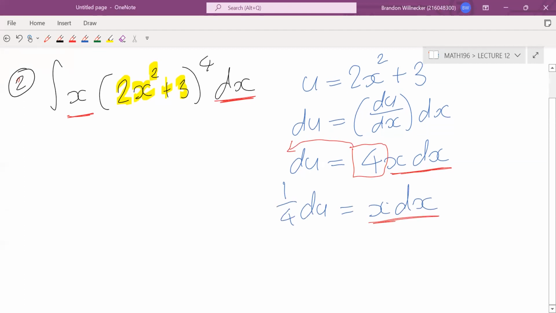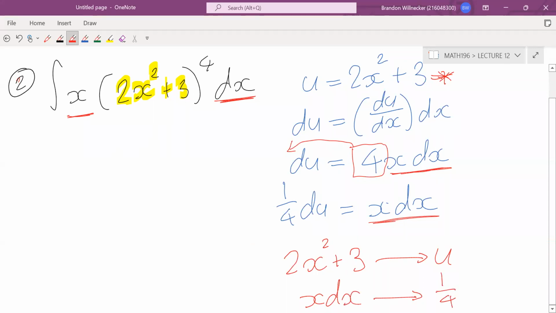So what replacements are we going to do? 2x squared plus 3, we are going to replace that with u. That's what we said at the beginning here. And x dx, we are going to replace with 1/4 du. That's the second bit that we've got here. Okay, so let's do the replacement and see what we get.